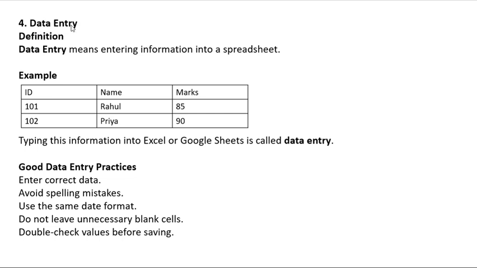Fourth is data entry. Data entry means entering information into a spreadsheet. For example, three columns are given: ID, name and marks. Column-wise, one column has the same data type: the ID is in number format, the name is in string format, and the marks are integer numbers. Typing this information into Excel or Google Sheets is called data entry.